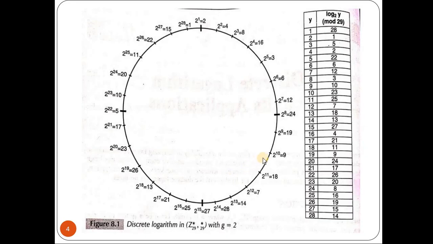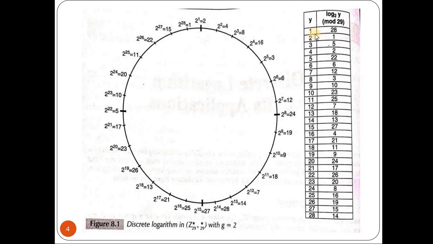As we can see here, 2 is there, 4, 8, 16, 3, 12. So every value is there. It covers up every value. You can see in the y value in the table you have from 1 to 28. Similarly, in the x value also you can see all the values ranging from 1 to 28.